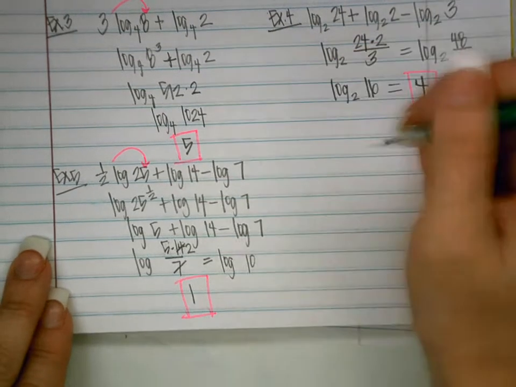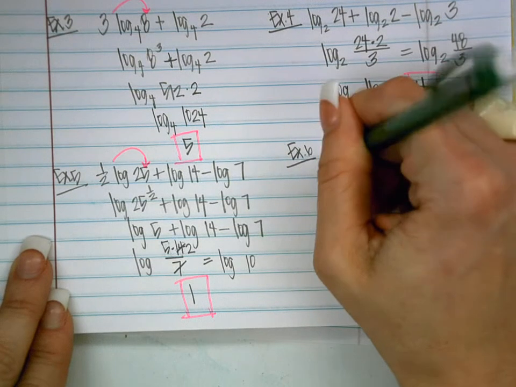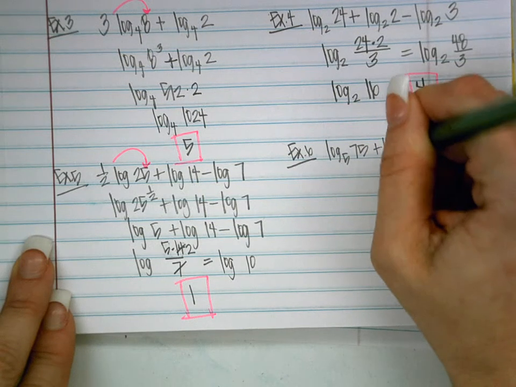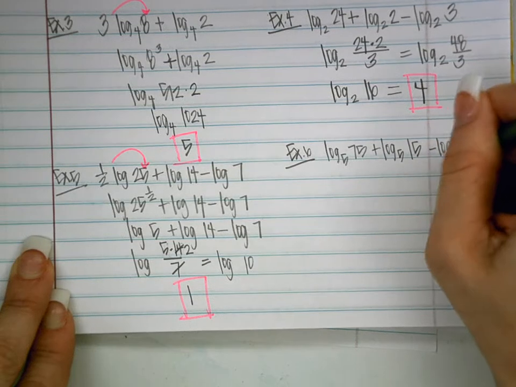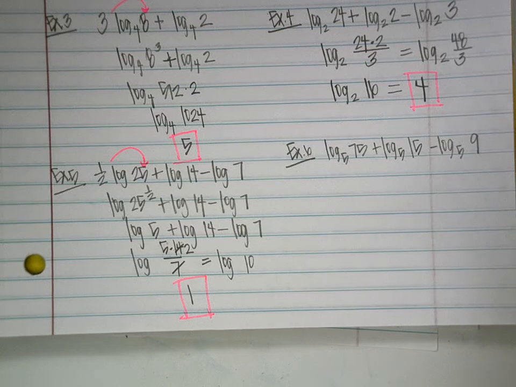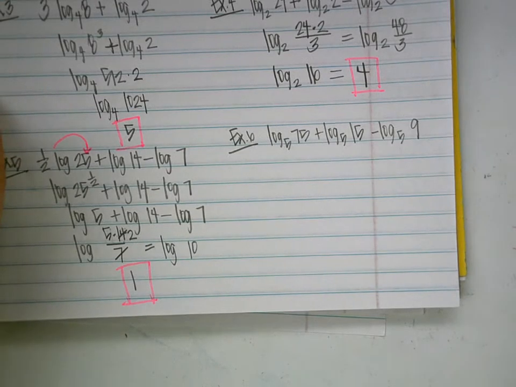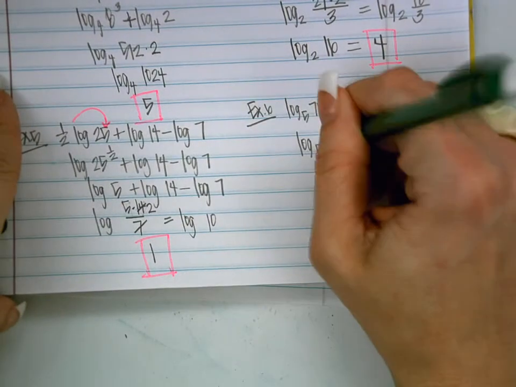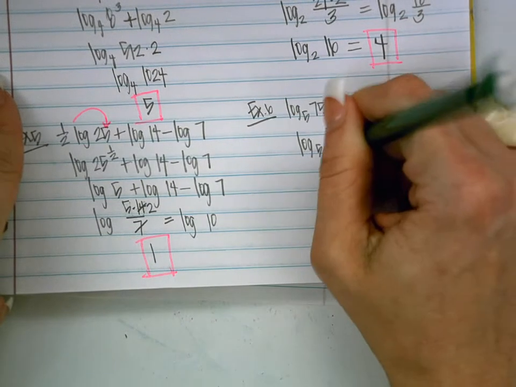Okay, and then the last one for today, number 6. I'd like you to try log base 5 of 75 plus log base 5 of 15 minus log base 5 of 9. So the addition is going to turn into what? Multiplication, so 75 times 15. Subtraction turns into division, excuse me.